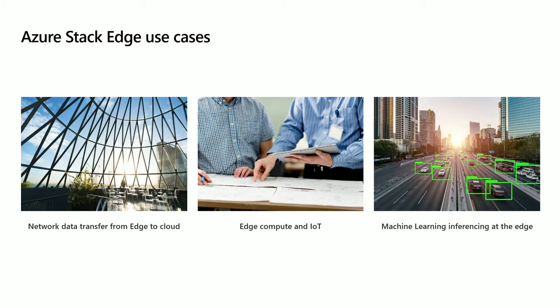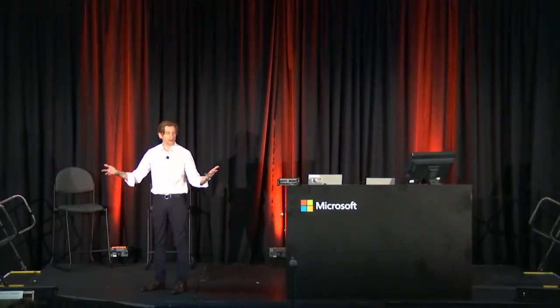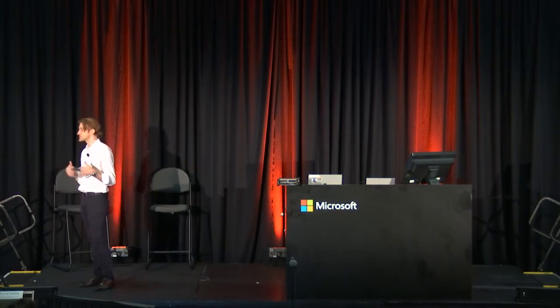The second bucket's around edge compute. So in addition to storage, you can actually just run compute workloads on Azure Stack Edge. Those compute workloads can be connected to the storage. You can set up a processing pipeline to move your storage and things like that. Or they can just be arbitrary applications. You can have a containerized application or a VM-based application that you've created in the cloud, and you can push it out to Azure Stack Edge.